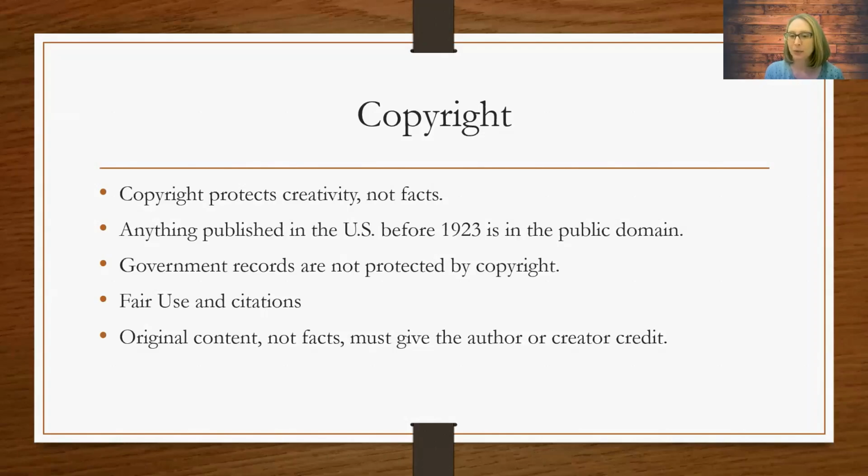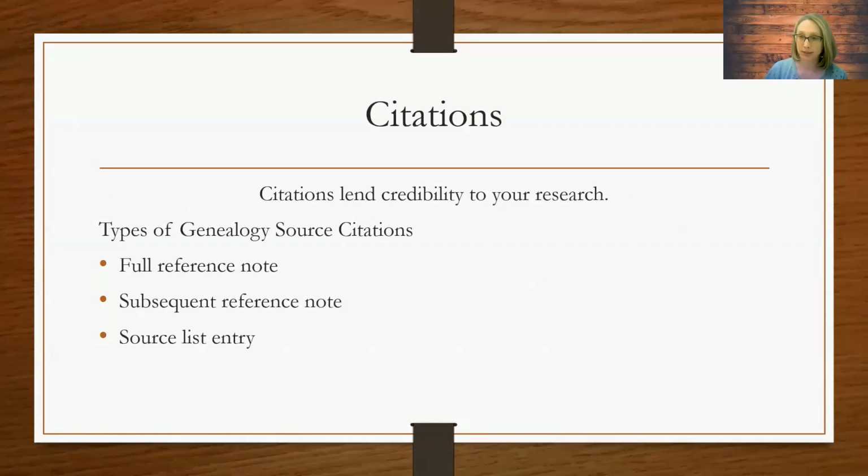All right, so we're going to move on to citations. Citations are important because they lend credibility to your research. The people who are reading what you have written, whether it's your family now or several generations later, know that you put in the work, that you took the time to do your research, and that it is credible information that you're providing for them. So there are three main types of genealogy source citations. There's the full reference note, the subsequent reference note, and the source list entry.